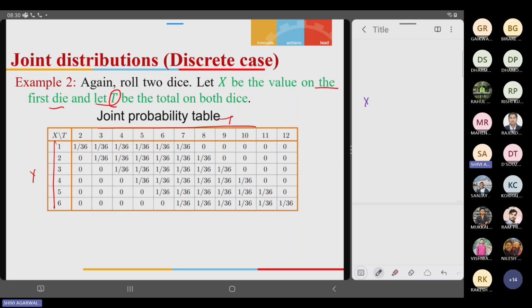When x is equal to 1, then t is equal to 2, 3, 4, 5, 6, and 7, because it depends upon y also. Y is equal to 1, 2, 3, 4, 5, 6. Then t is equal to x plus y, so it is from 2 to 7 only. Similarly, when x is equal to 2, t is equal to what? It will start from 3, 4, 5, 6, 7, 8, 9, 10, 11. Sorry, it's up to 8.